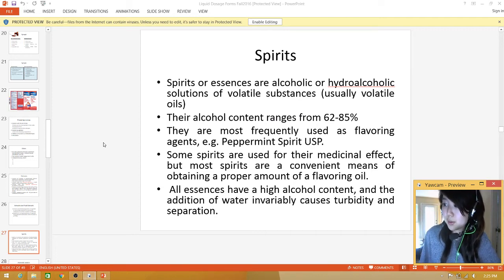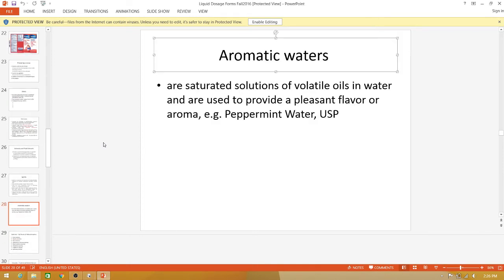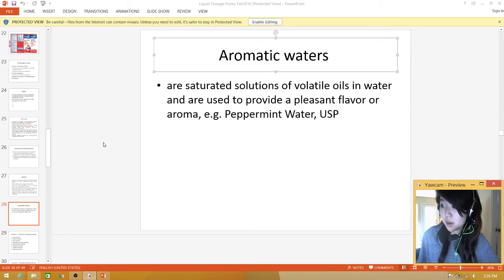Spirits are alcoholic or hydroalcoholic solutions of volatile substances, such as volatile oil, with an alcohol concentration range of 62 to 85%. Of course, we wouldn't give a patient a drug with an alcohol content of 85%, so spirits are mostly used as flavoring agents and they are alcohol based. Aromatic waters are like spirits, except they're going to be made out of the volatile oil plus water instead of alcohol.